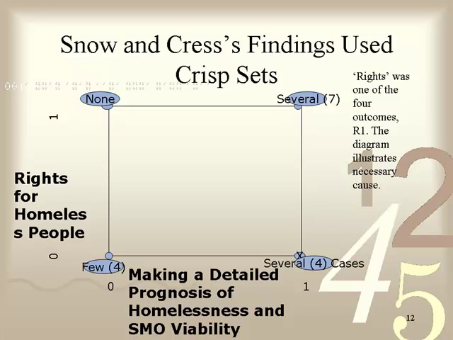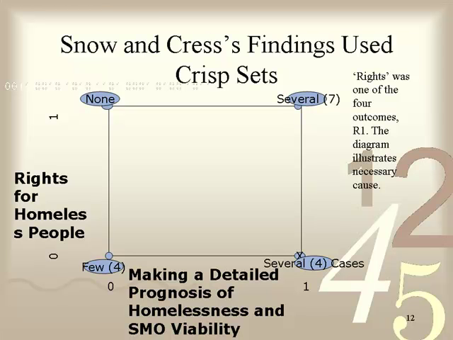A vector is just a combination of 2 factors, and in Boolean algebra, it's x1 and x2. So if both are true, then we move to the right, where x is 1, and the top right corner is 1, 1, where they both have the vector, and they also have the rights. They have achieved rights for homeless people.